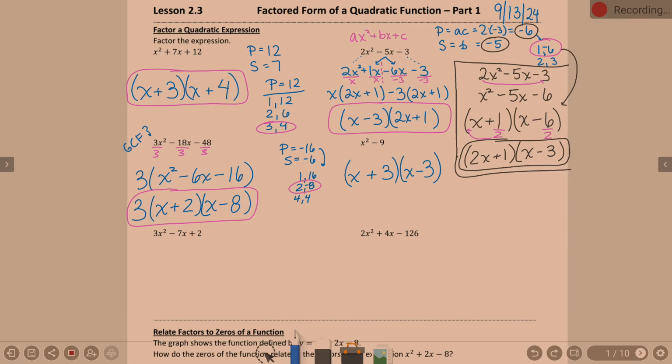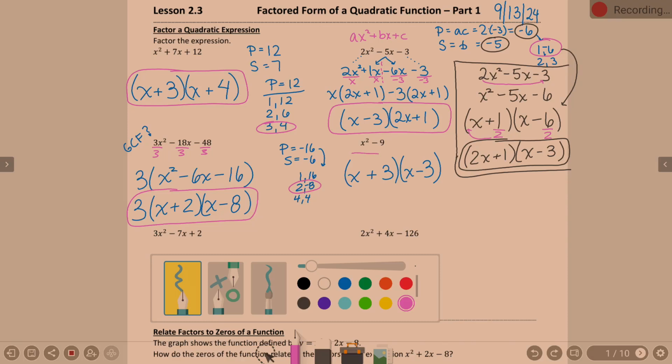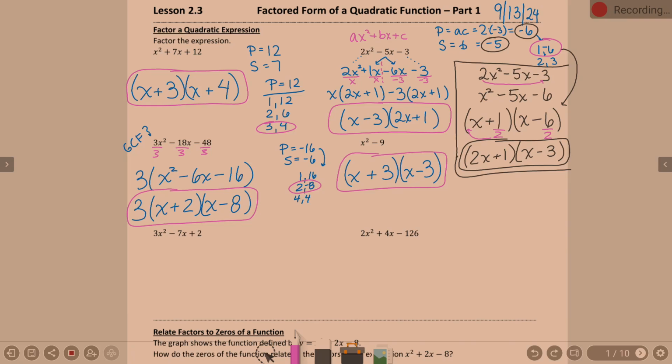Could we FOIL to check these? Yes, we can. I haven't been doing it, and I don't necessarily require you to do it that way. If you bring me something and say, I don't know if this is right, that very well may be what I quickly do in my head to check, is FOIL it back together.